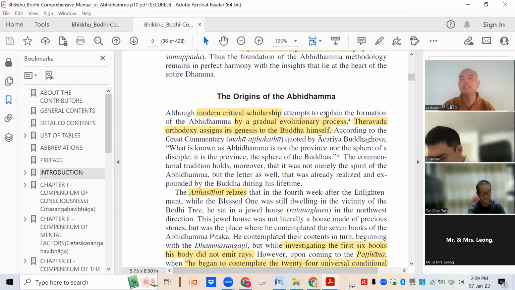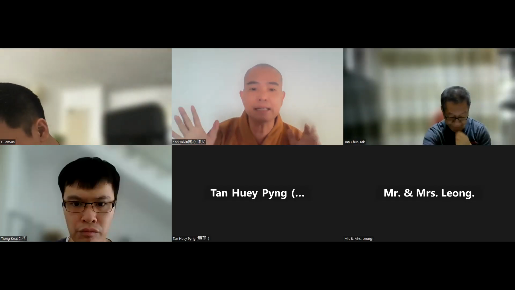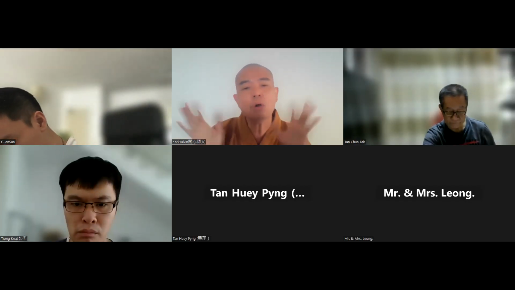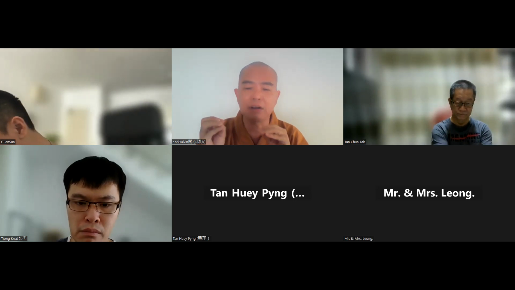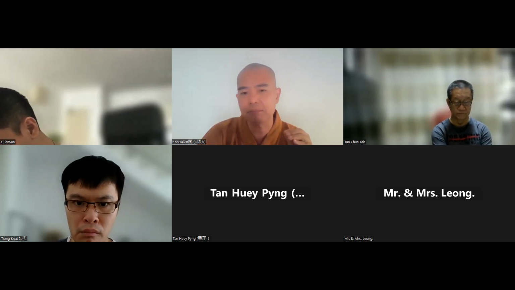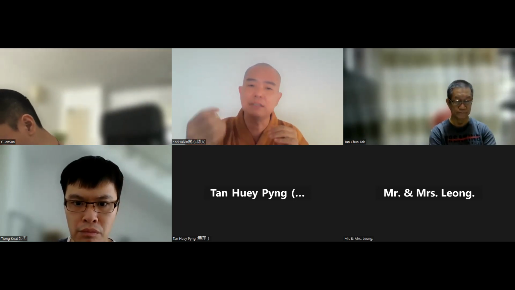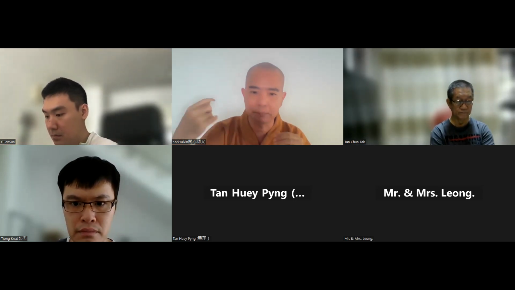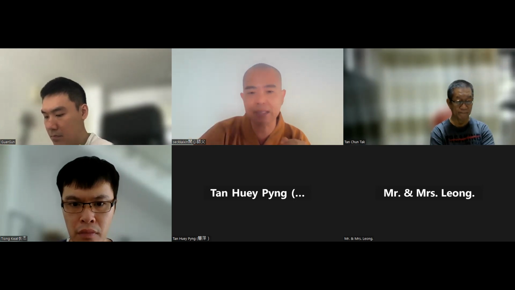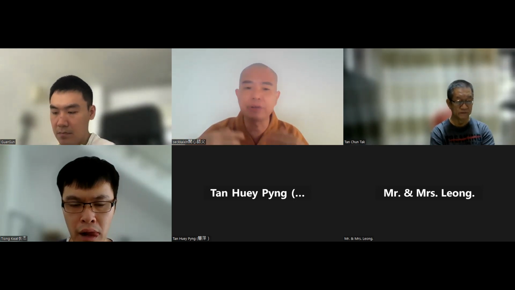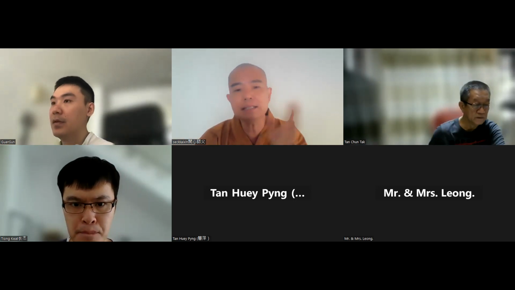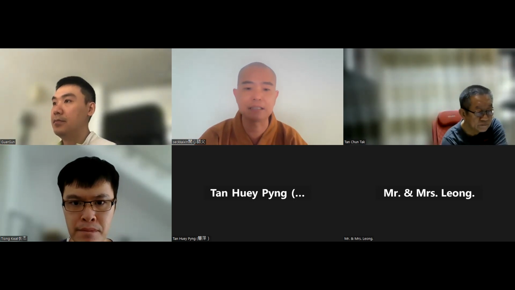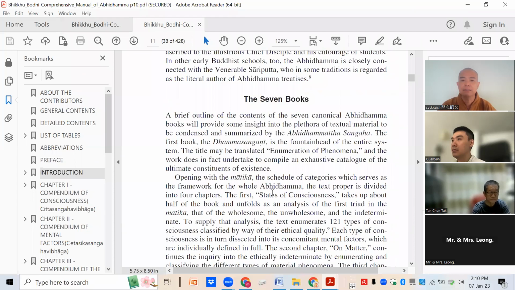Now the origin of the Abhidhamma. Basically, we have seven Abhidhamma books, and mostly they agree that not all are from the Buddha's own saying. Some are the work of the Buddha's disciples, who tried to redo some work. Academically, we admit that. Some Buddha disciples rearranged it to make it easy and simple for us to study.